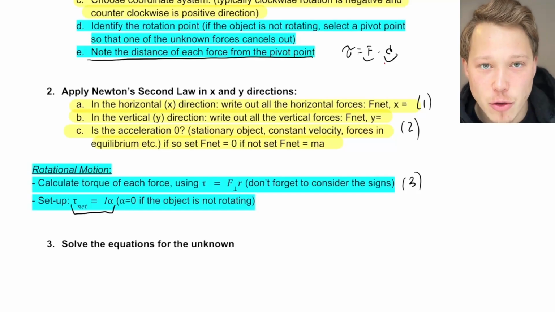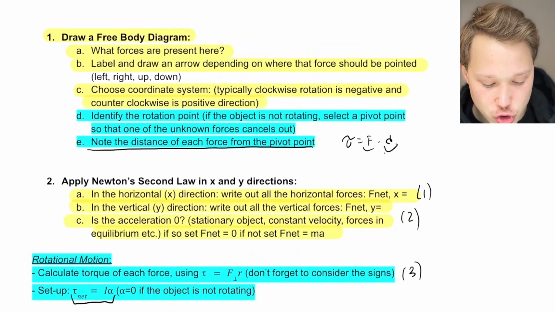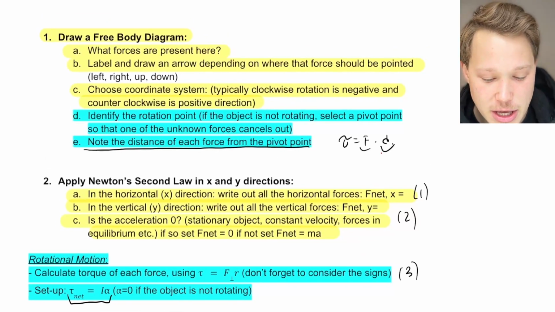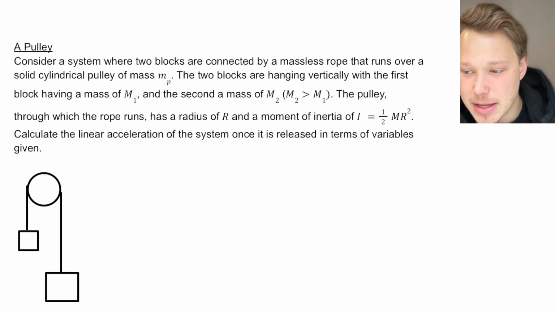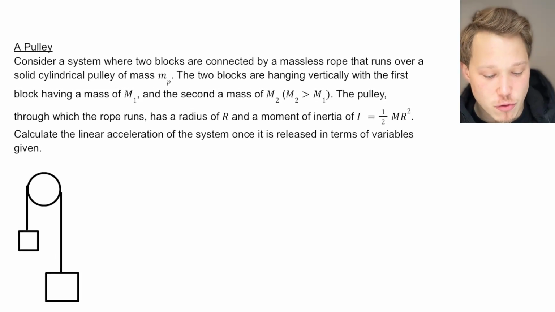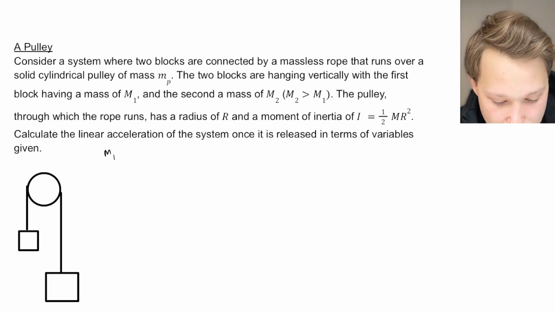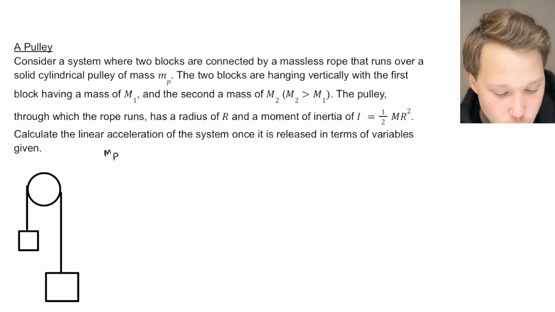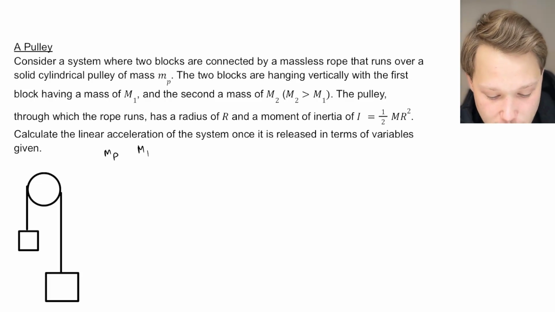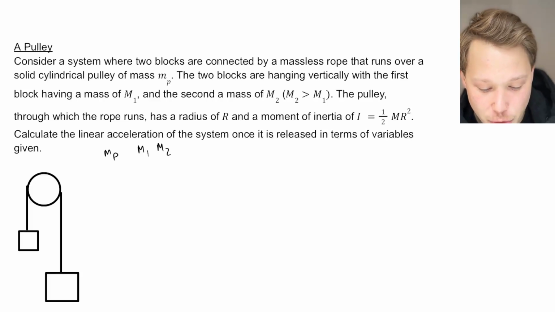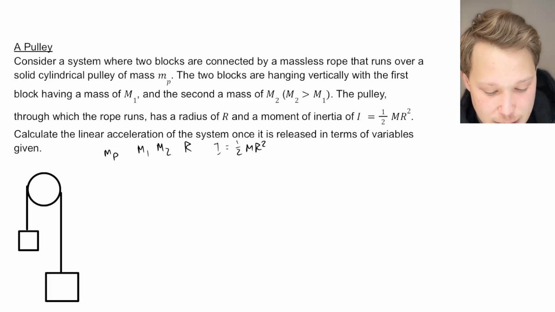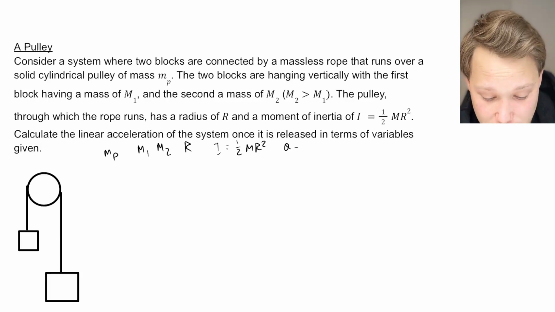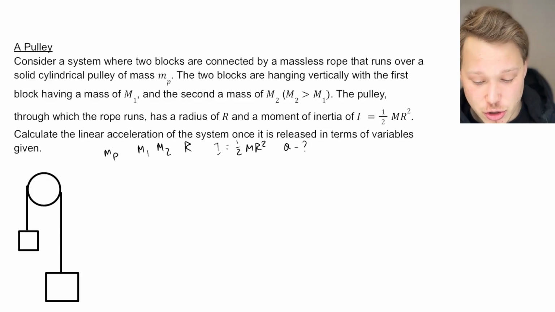Now, let's take a look at how this method applies to solving the following problem. Here we have a pulley where 2 blocks are connected by a massless rope that runs over a solid cylindrical pulley of mass MP. The 2 blocks are hanging vertically, with the first block having a mass of M1 and the second one of M2. The pulley through which the rope runs has a radius of R and a moment of inertia of 1/2 MR squared. Calculate the linear acceleration, so calculate a as it's released, in terms of the variables given.